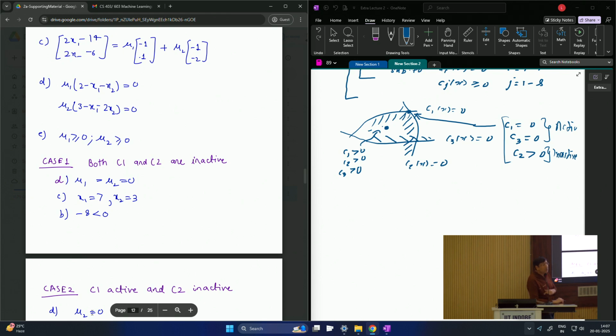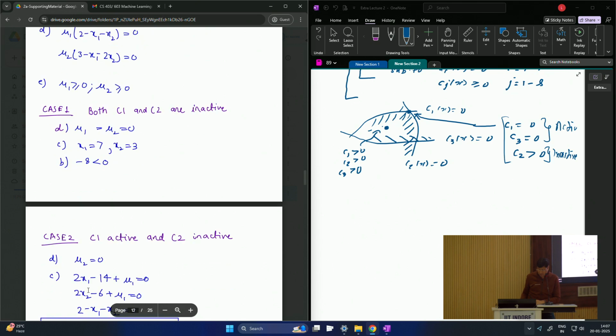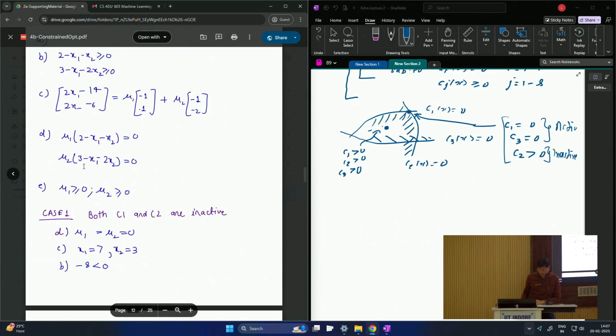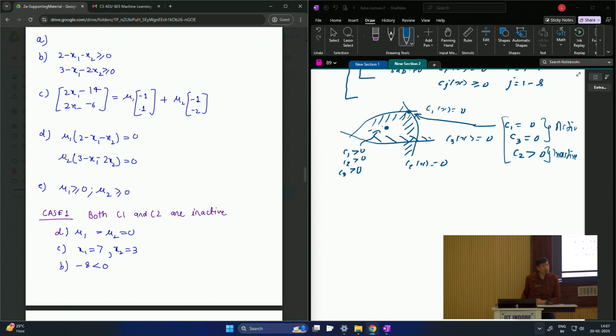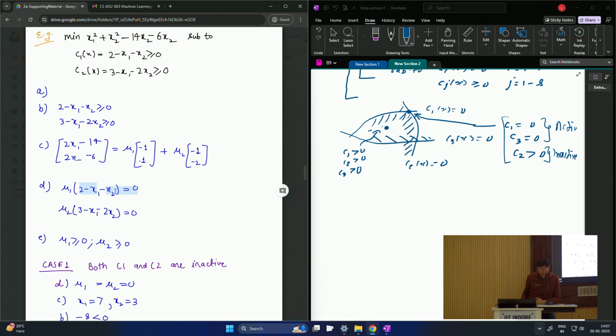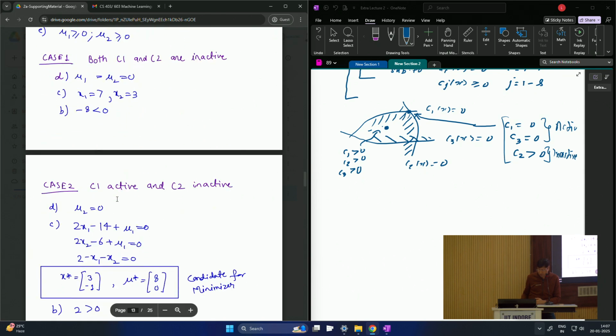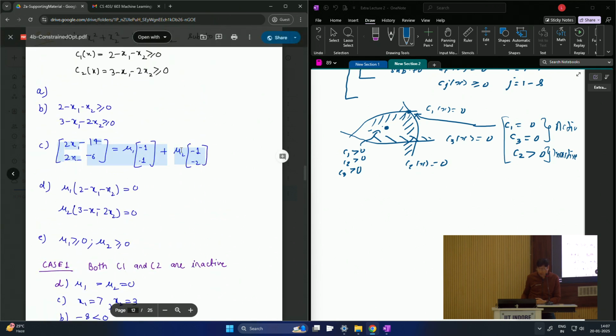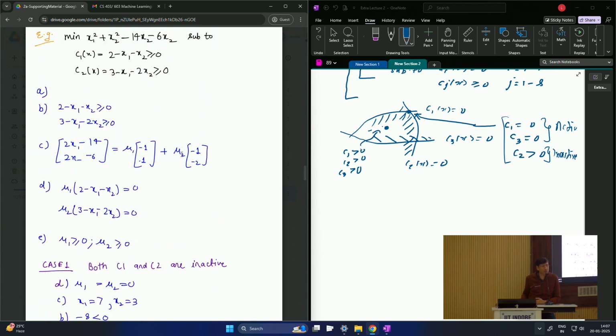Okay, this one, let me do it. You do the third case, because you're seeing it for the first time. So let's just do it. So we say mu2 is equal to 0 because C2 is inactive. This is greater than 0, so mu2 has to be equal to 0. Everybody with me? So we'll go back to now the case that we know 2 minus x1 minus x2 is equal to 0. This we know because the first constraint is active. And we also know these conditions, and in this one we know mu2 is equal to 0.